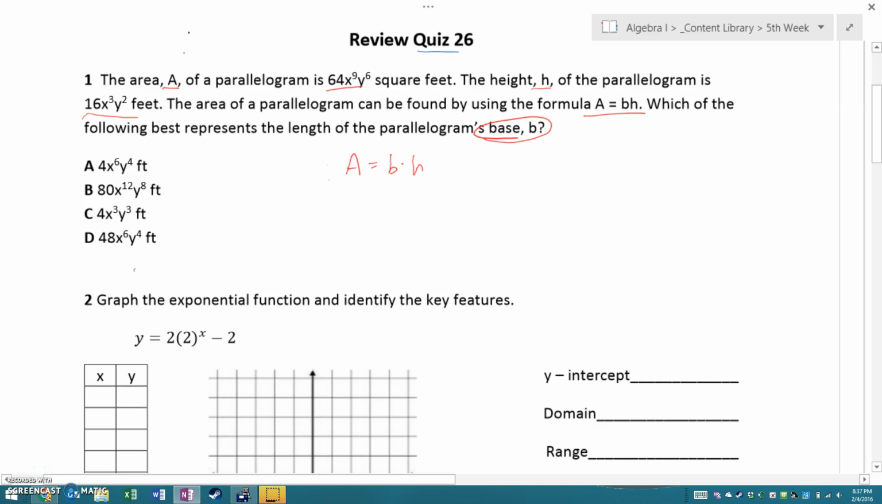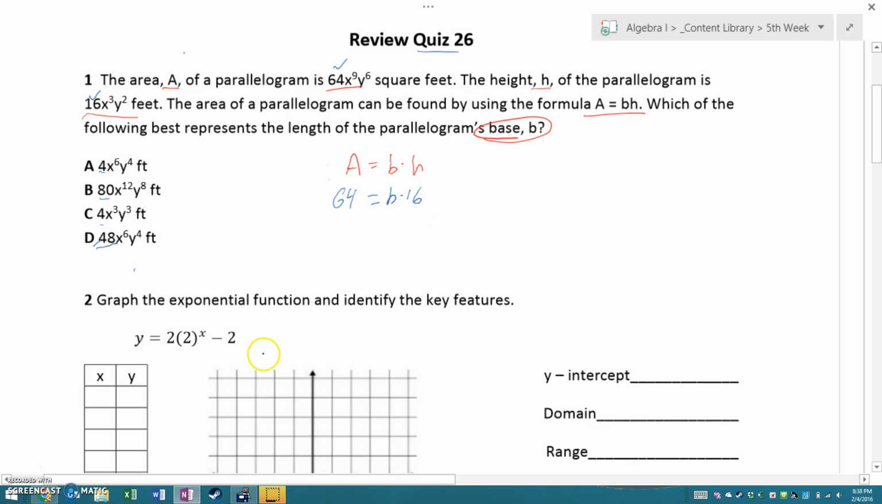Now, in class, I simplified this down. I'm going to do it piece by piece. First, I'm going to look at the numbers, then I'm going to look at the variables. So, for instance, I know the area has a number of 64. I don't know what the base has, and I know the height has a number of 16. So then now it's just figuring out what is the base supposed to have.